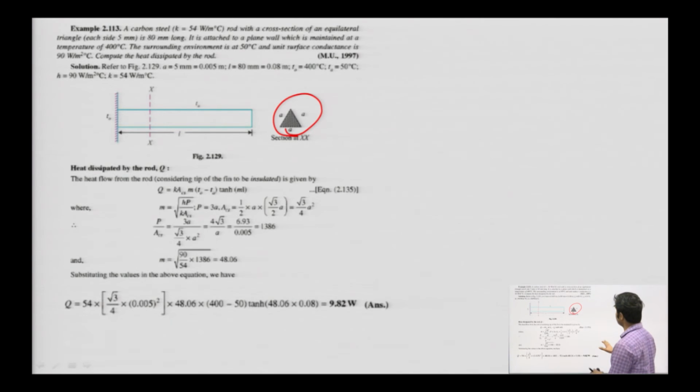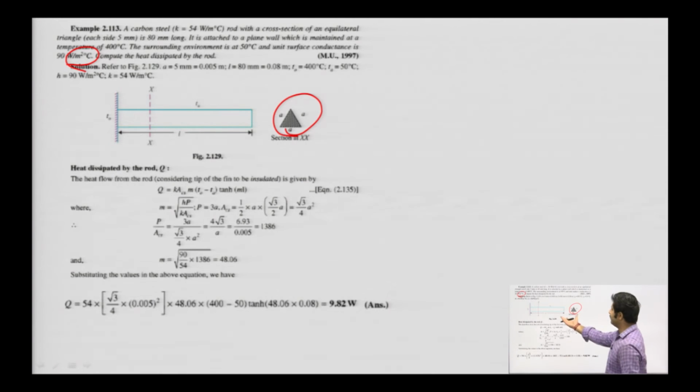The surrounding environment, mark it as T_A, and the unit surface conductance. See, the name has changed here. Now what do you need to look at? You need to look at the unit. The unit of the convective heat transfer coefficient is watts per meter square degree Celsius, so it will be H. Had it been watts per meter Kelvin, it would have been talking about K, the thermal conductivity.